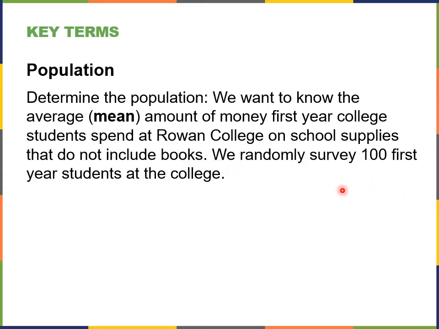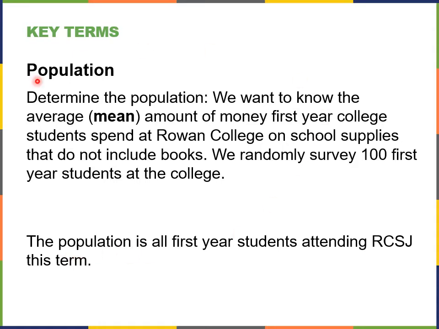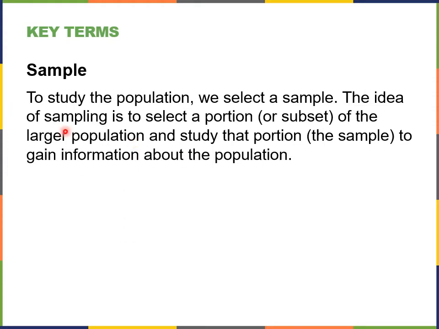So we randomly survey 100 first-year college students. The population for this type of example would be all the first-year college students. It's a larger group. We didn't ask every first-year college student at Rowan College how much you spent, except for books. We only surveyed 100 of them. But the one we're really trying to talk about here, and we want to look at how much money the average college student would spend overall, the population would really be all first-year students, as opposed to a sample.